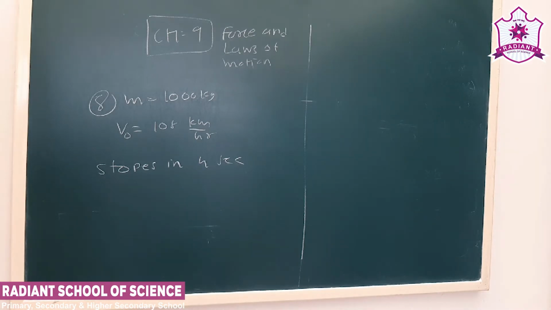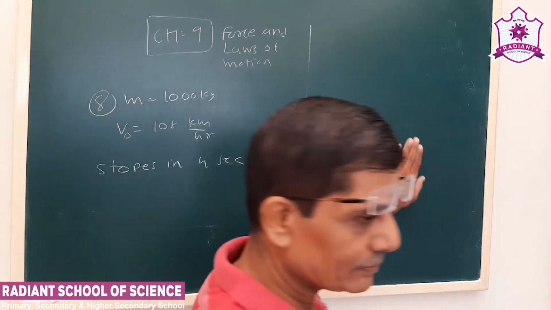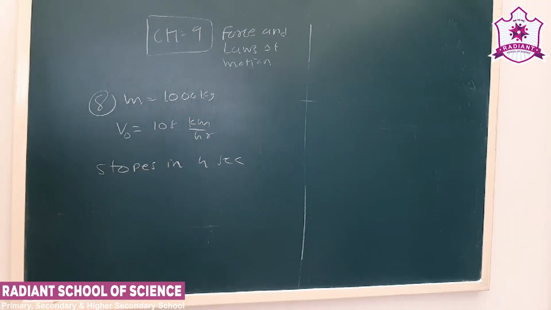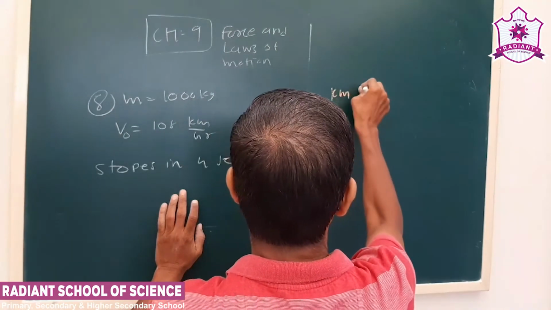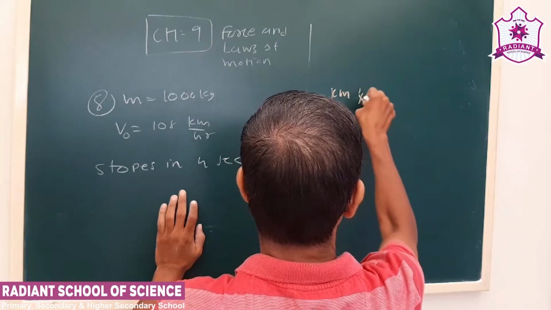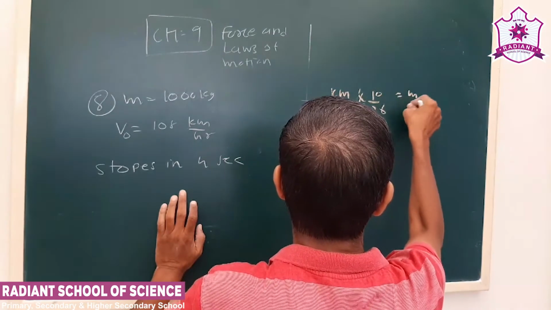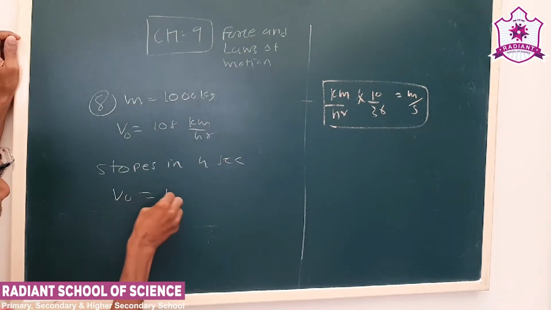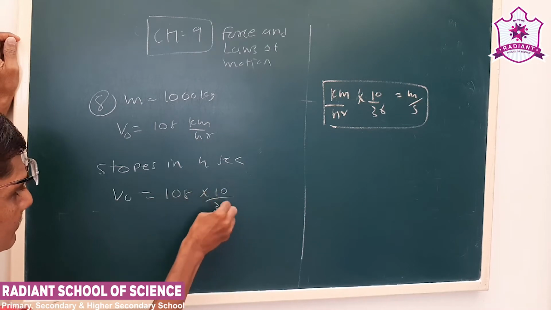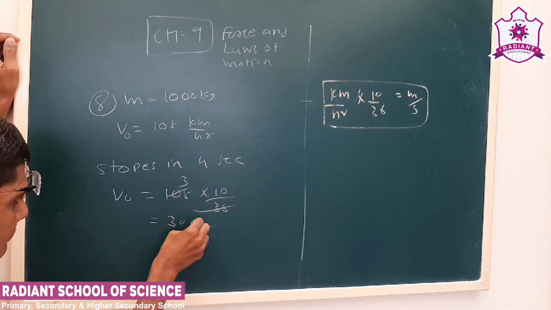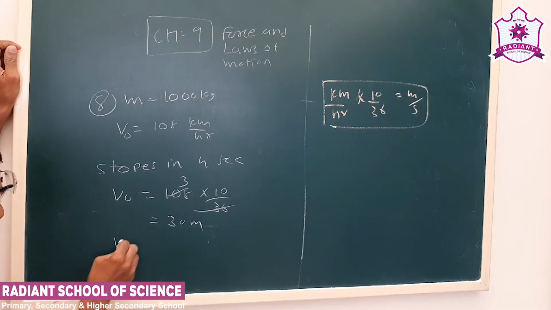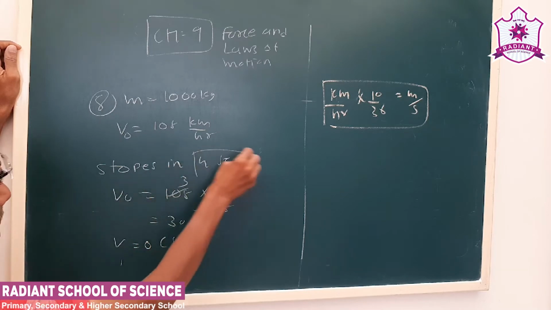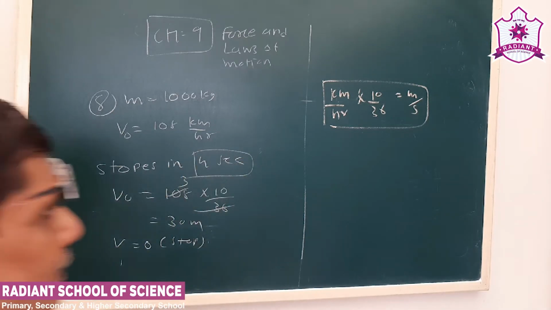Now see, when we use the equation F is equal to ma, the velocity is in meter per second, but here it is given in kilometer per hour. As I told you, kilometer per hour into 10 upon 36 is meter per second. This is the equation we have to remember well. So here V0, now the car stops, so the final velocity is 0. The time is given as 4 seconds. So first you have to calculate the retardation.